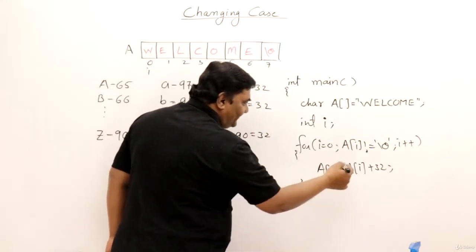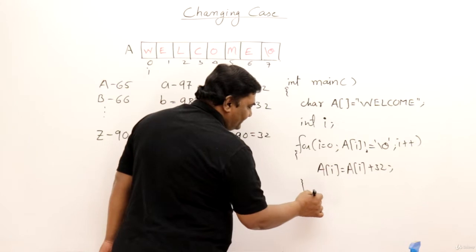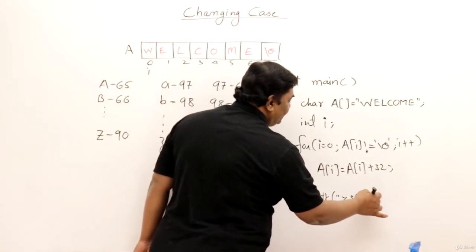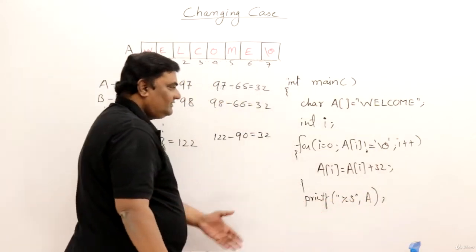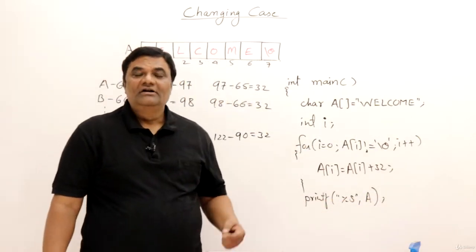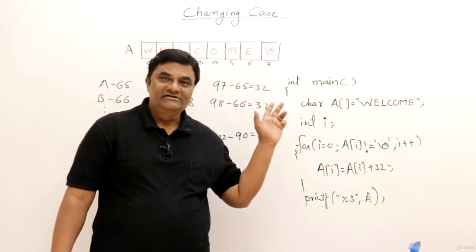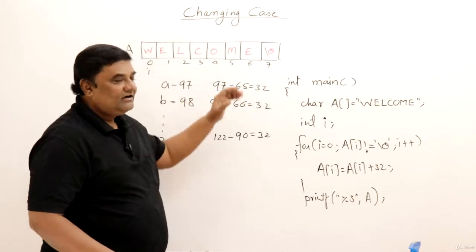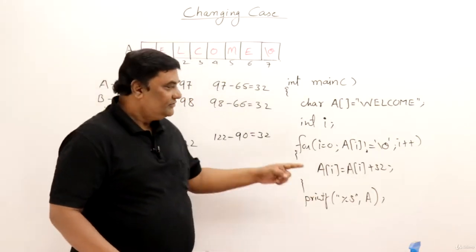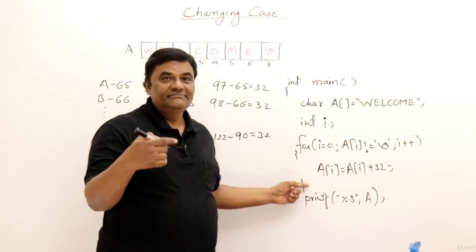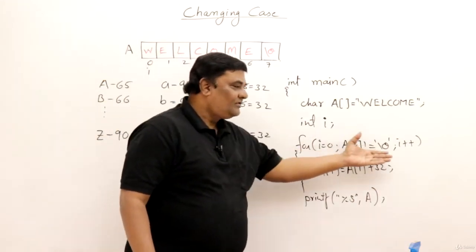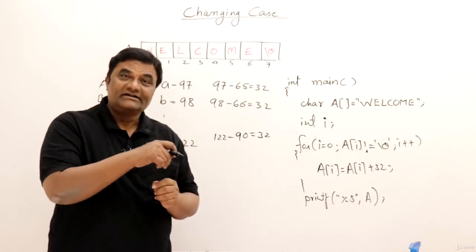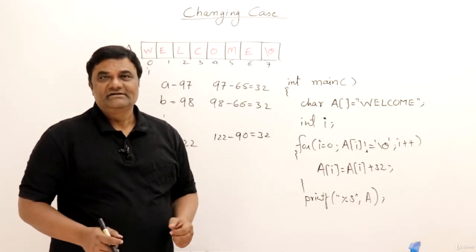Then after finishing this, I will print the string. So printf %s, I will print the string A. That's it. I can get a display of lowercase alphabets for the string welcome. We have already seen how to scan through or traverse a string using a for loop in the previous videos. So I am scanning through, and while going through all the characters, the only thing I am doing is adding 32, so it is becoming lowercase.